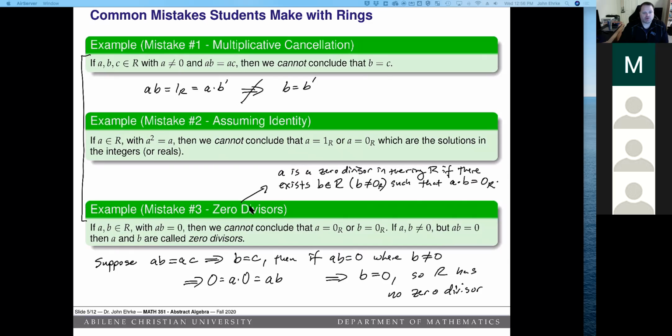We're going to have a lot more to say about 0 divisors coming up in Friday's lecture because they are integral to something we call an integral domain. So we'll talk much more about those on Friday.